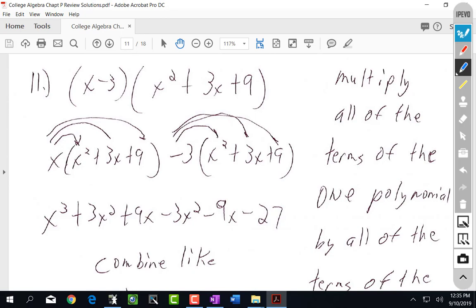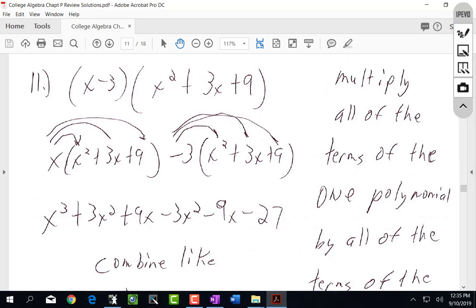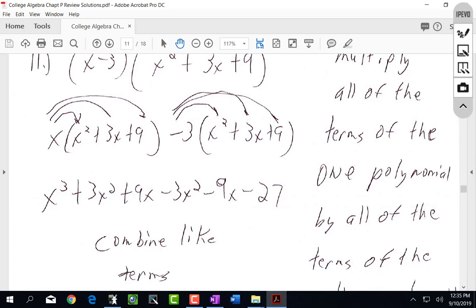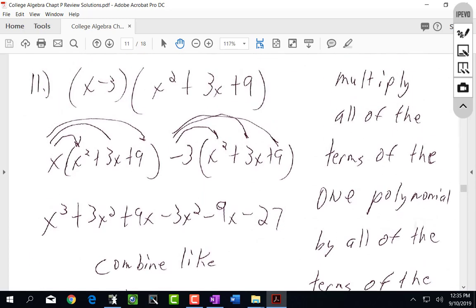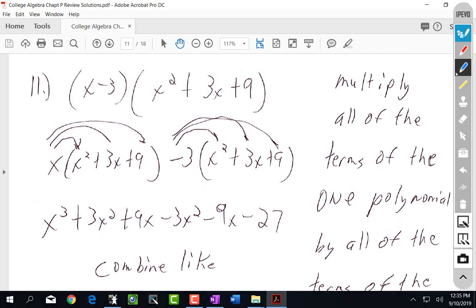This next problem, number 11, wants us to find the product. So remember your rule for multiplying these problems together. It says to find the product, or multiply these two polynomials together. So remember the rule says multiply all the terms of the one polynomial by all the terms of the other polynomial. So that's our rule for multiplication.